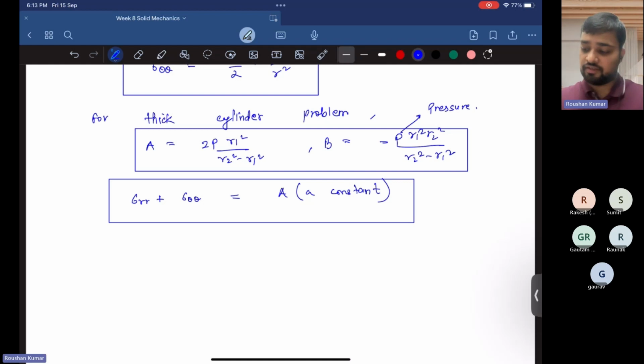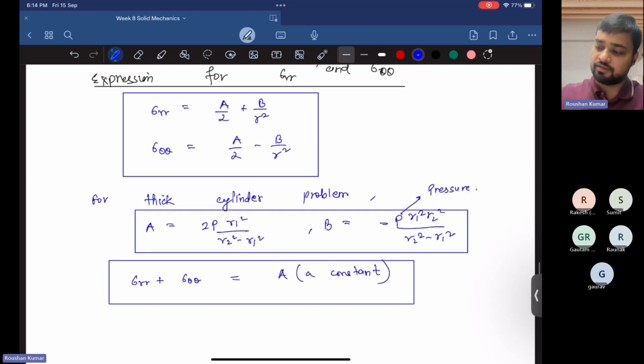So this is the case for the thick cylinder problem if you are dealing with the extension, torsion, inflation problem. And if we have a hollow cylinder with internal radius r1 and outer radius r2, and considering that r2 by r1 is less than 10, that means it is a case of the thick cylinder, then the stresses, that is sigma rr and sigma theta theta, are given by these two relations.